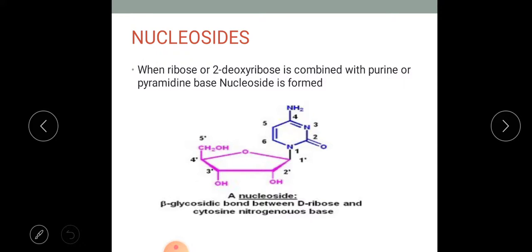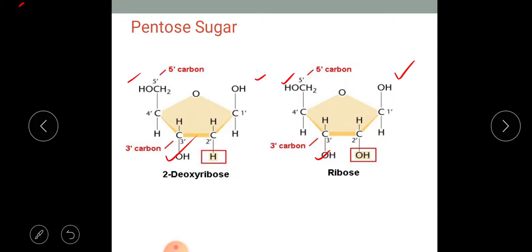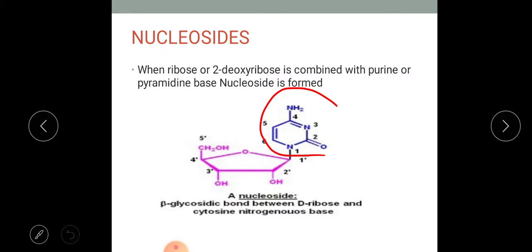Now we discuss a term called a nucleoside. What do you mean by a nucleoside? Here you have the pentose sugar. Now what happens is, here you have the first carbon, and onto the first carbon a nitrogen base is attached. Clear? And such a structure is called a nucleoside.